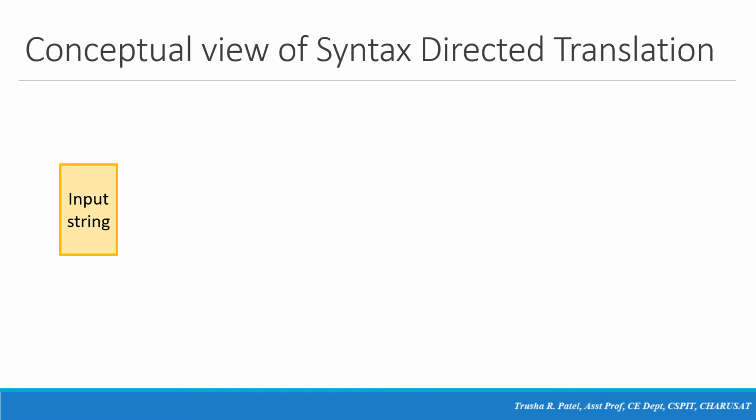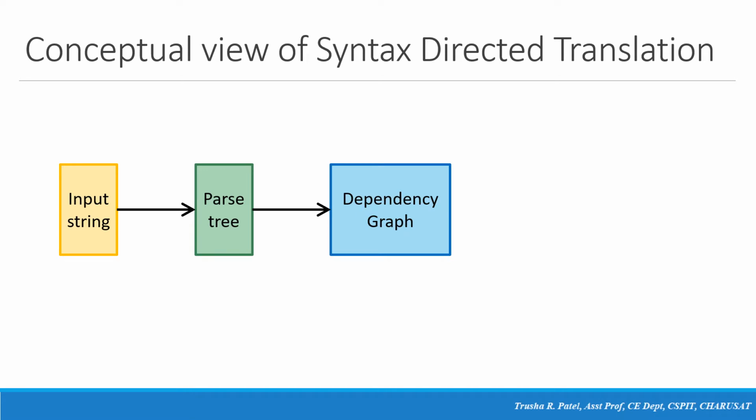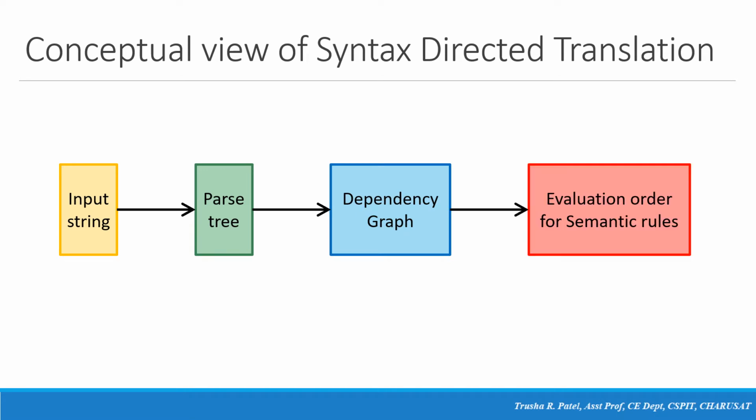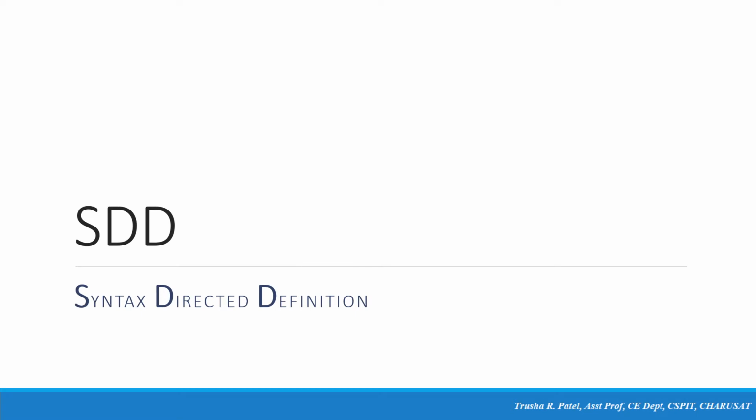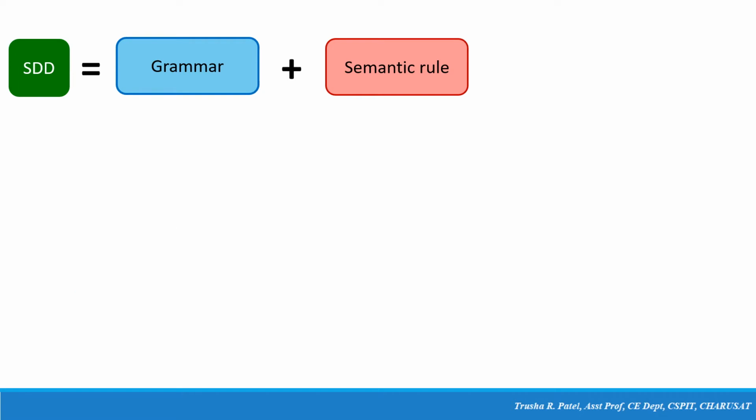First, we will take the input string, we'll construct the parse tree for that. From that, we will compute the dependency graph and at the last, the evaluation order using the semantic rule. So start with the SDD, that is syntax directed definition. Now SDD is nothing but the combination of grammar and semantic rule. So let us go deeper into this.